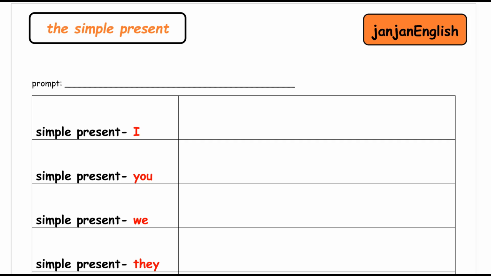Today we're going to be talking about the simple present tense, but the first thing we need to talk about is when. When do we use the simple present tense? We use the simple present tense when we want to talk about things that are normal in the life. Things that are habits, things that happen on a regular basis.